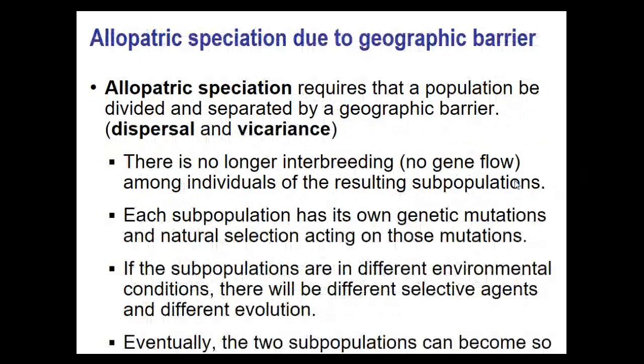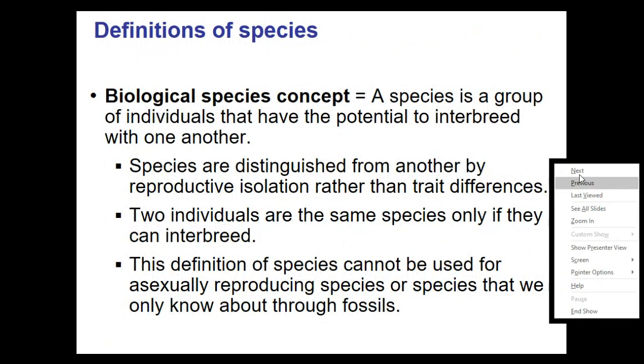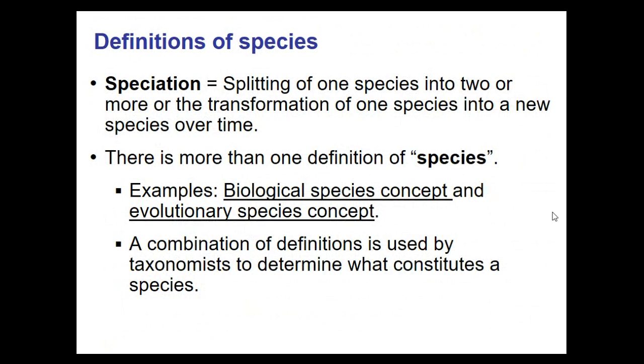The third one, there was another one. Well, there are more definitions. There's another one called the ecological species concept, and it's based on how the individuals fit into their ecosystem and what kind of resources they use. But I guess that's not in this textbook.